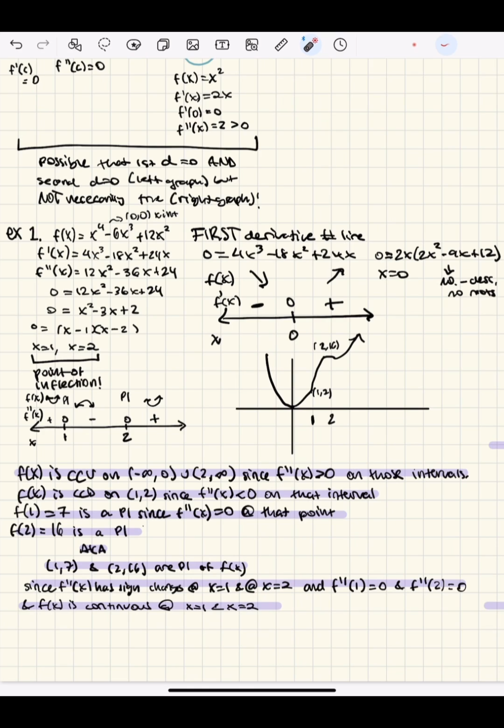So why is that important? That f double prime x having a sign change is saying the concavity changes, right? Because f double prime x represents the concavity. And f double prime 1 equals 0 and f double prime 2 equals 0. You have to say that. That's really important, because the point is that it has to equal 0 at that point. This could also say undefined. And f of x is continuous at x equals 1 and 2, because if we were using undefined points, it would be important to clarify that it was defined.